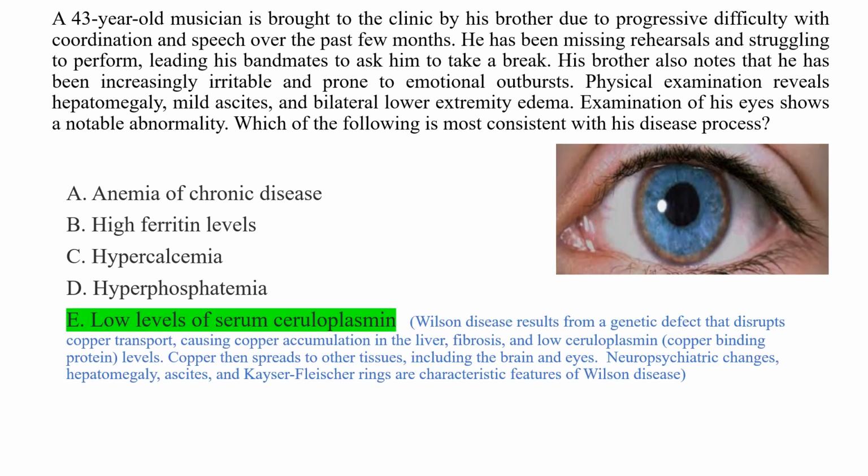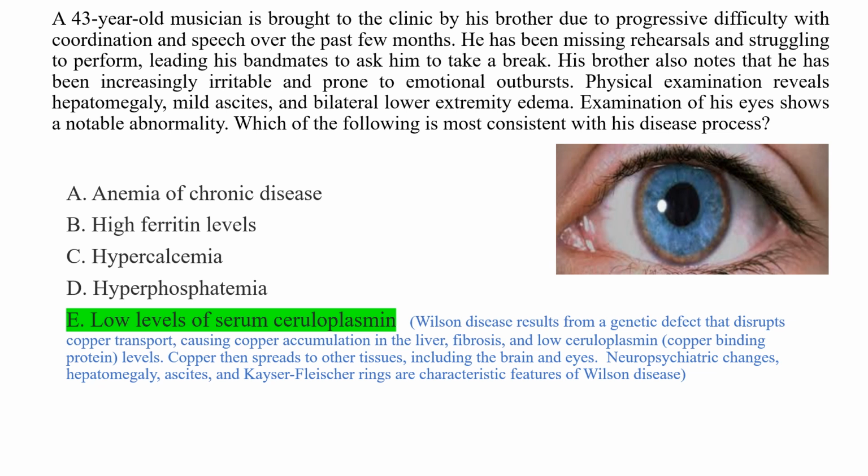The correct option here would be E, low levels of serum ceruloplasmin. Now, this patient has Wilson disease, which is caused by a genetic defect impairing copper transport, which leads to copper buildup in the liver, causing fibrosis and cirrhosis. The copper then spreads from the liver to other tissues, such as the brain, eyes, and other organs.